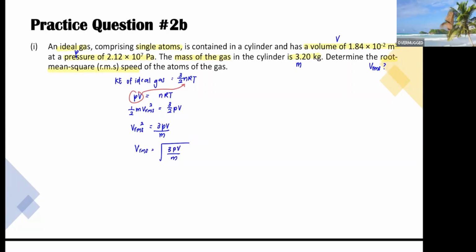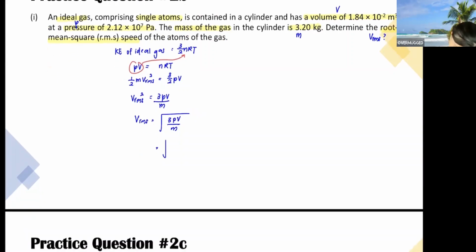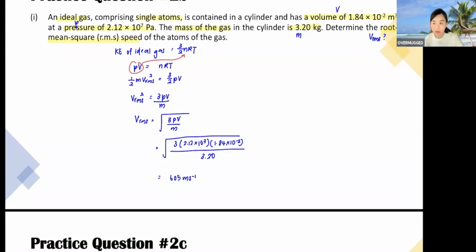And since I have all the values, all I got to do is just sub in the values. So square root of 3 times my pressure, 2.12 times 10 to the power 7, times my volume, 1.84 times 10 to the power negative 2, divided by my mass here, 3.20. So this gives me the root mean square speed of 605 meters per second.